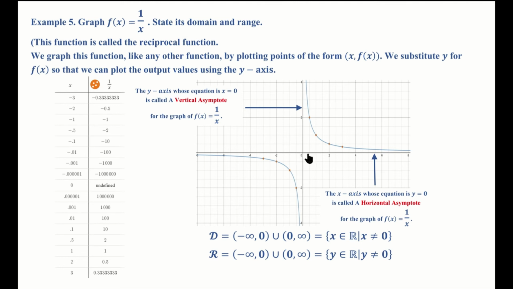Now, as far as the outputs also, notice that we seem to be getting all the y values possible except for what? The one y value right there, which is 0.